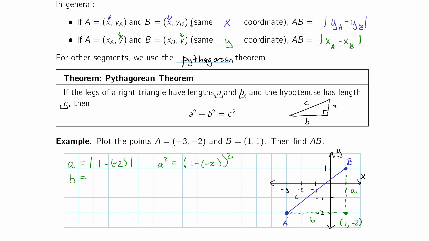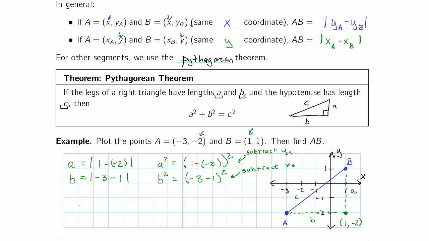B, well, I'm going from -3, -2 to 1, -2. So I'll have -3 minus 1, take the absolute value. I'm not going to fuss about what order I put those in, because I'm taking the absolute value. Or when I put it into the Pythagorean theorem, I'm squaring it. It doesn't matter what order I put the values in here, as long as I keep my x's together and my y's together. And notice, the x value of this point is an x value I already had. The y value of this point is a y value I already had. For A, I'm just subtracting the y's. For B, I'm just subtracting the x's.